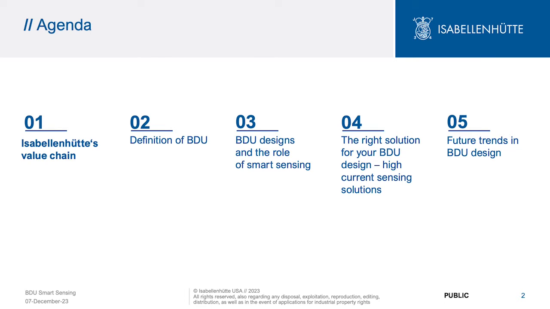First, we'll talk a little bit about Isabellenhuette as a company, especially Isabellenhuette's value chain. Second, we'll directly dive into the topic. We'll talk about the definition of a BDU, what actually is meant by the term BDU, leading us to the third chapter, which is about different BDU designs and the role of smart sensing. And then we'll directly go into the right solution for your BDU design, especially with regards to high current sensing solutions. And lastly, we'll have a little outlook into future trends in BDU designs.